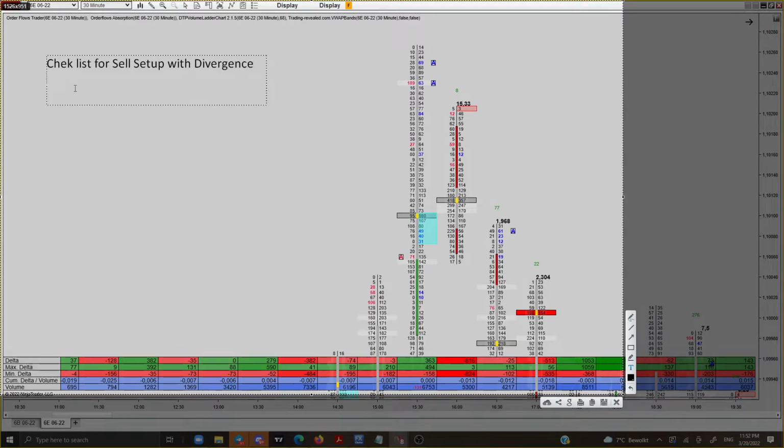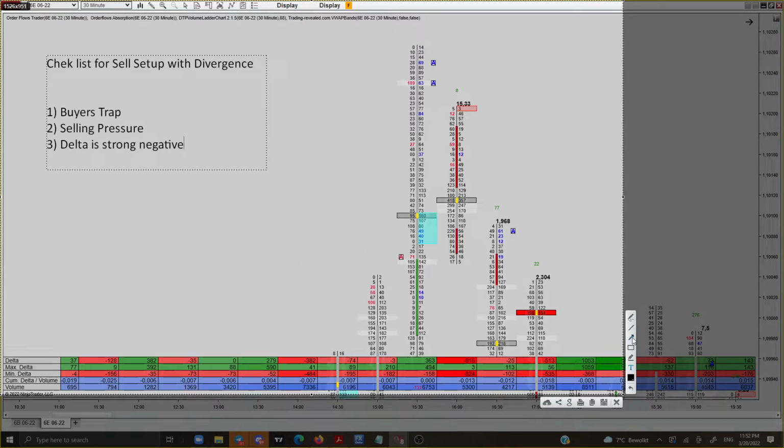price action setup. First, we need to see buyers trapped. Buyers must be trapped. Second, we need to see selling pressure. That means sellers should be joining. Third, we need to see delta is strong negative. If we have these three, we are good to go.